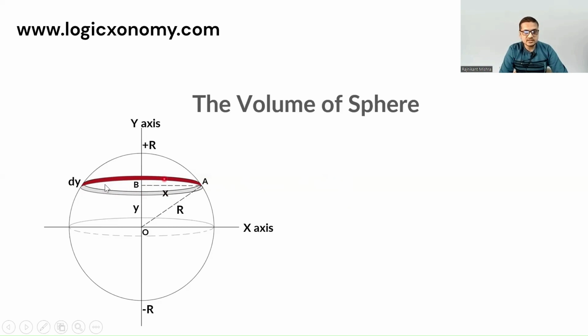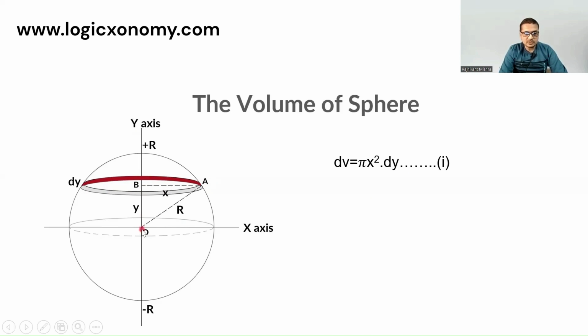Since this disc is very thin, it's like a cylinder. The volume of this cylinder is the base area into height. Base area is pi r square and height is dy. So the small volume dv is equal to pi x square into dy. Here this x is the radius of this thin plate.